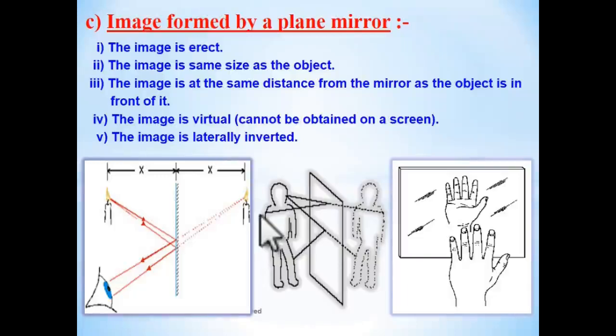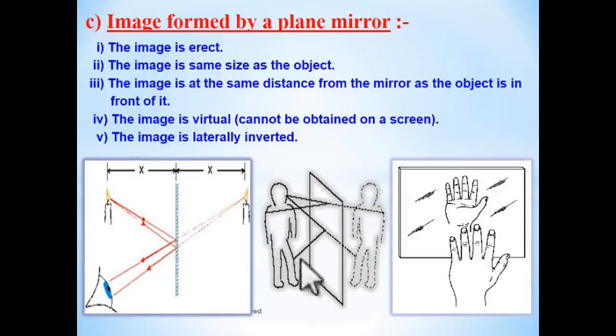We know the best reflecting surface is the mirror. Now the mirrors can be classified into two. One is plane mirror, another one is spherical mirror. Now let us discuss plane mirror. We all know what a plane mirror is. Every day we see plane mirror.